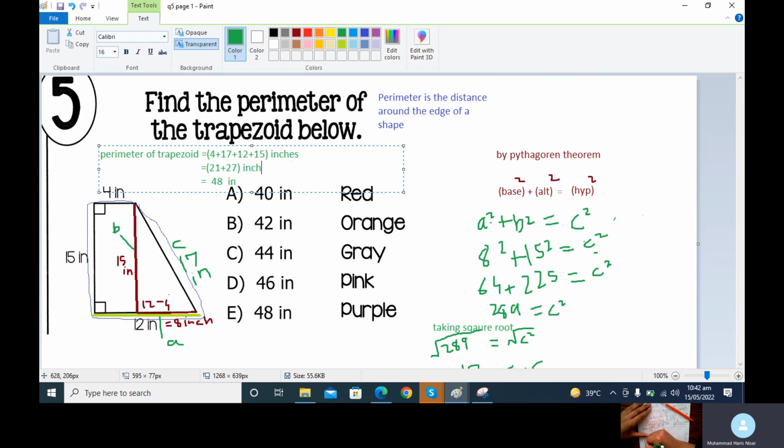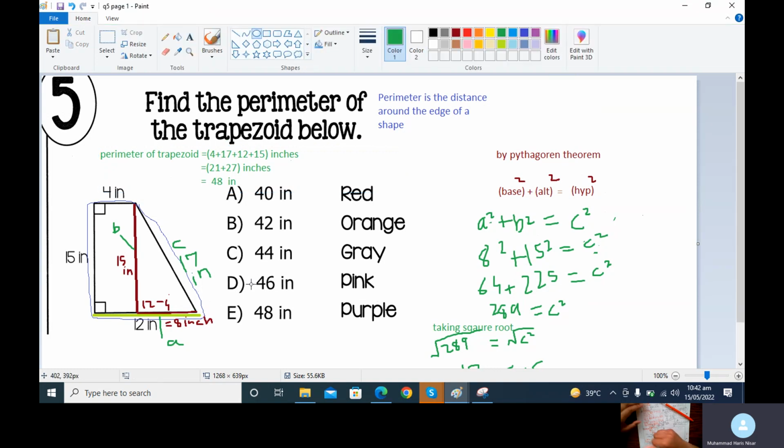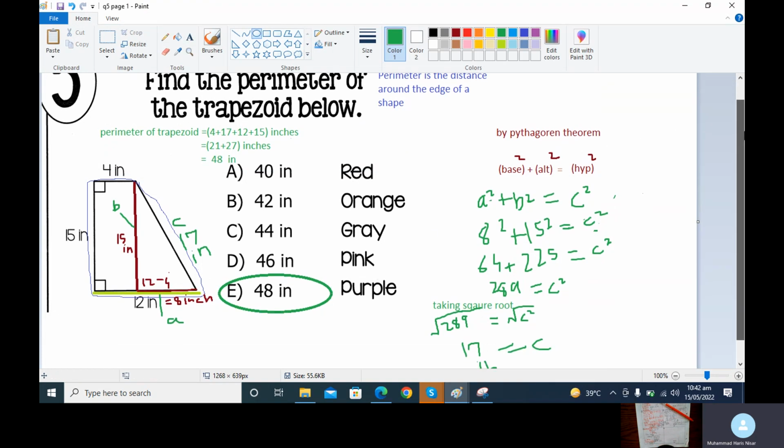So 48 inch is your answer. I think there is also a 48 inch at the end. Yes. So this is your answer.